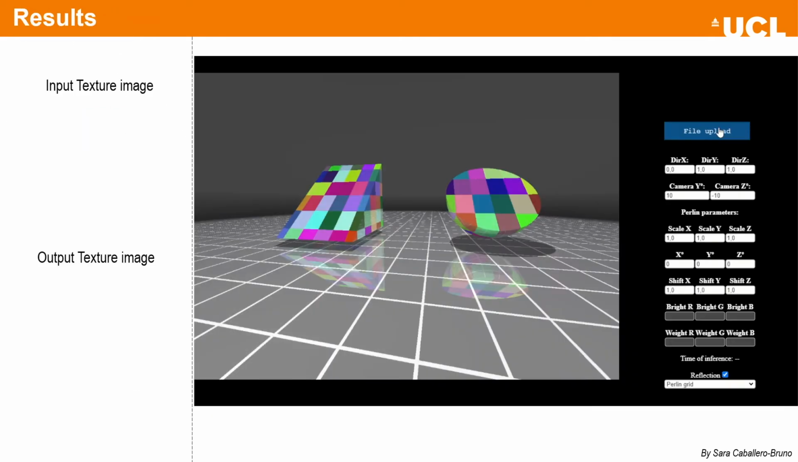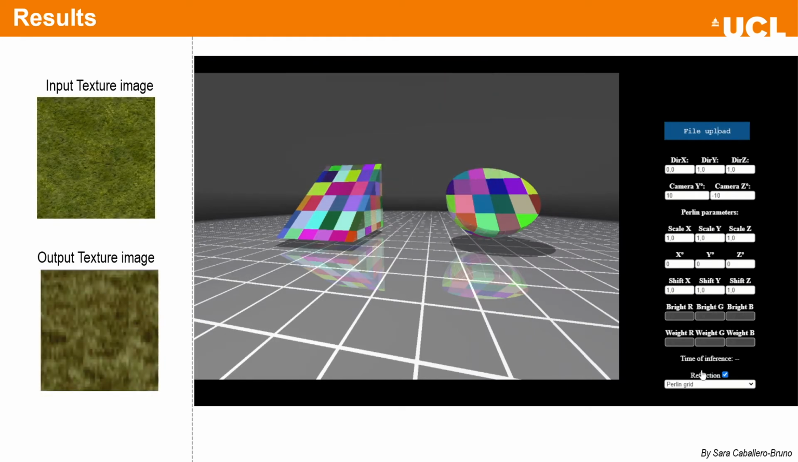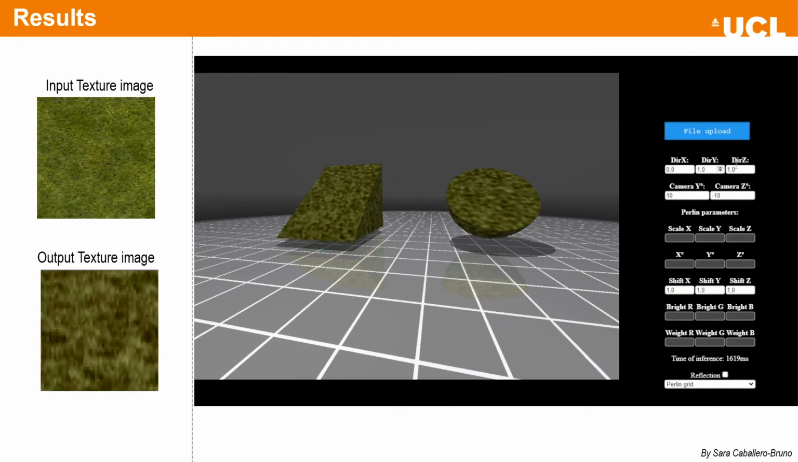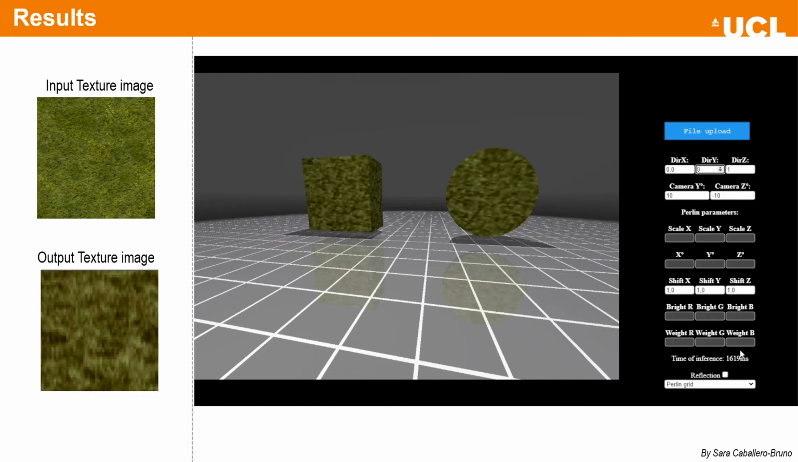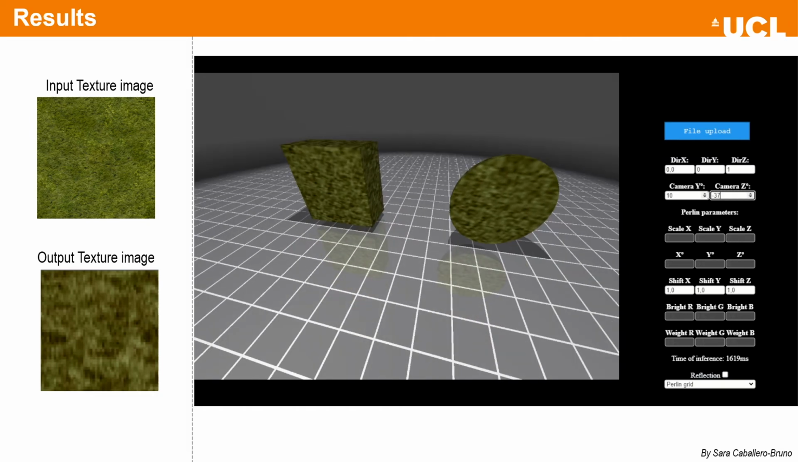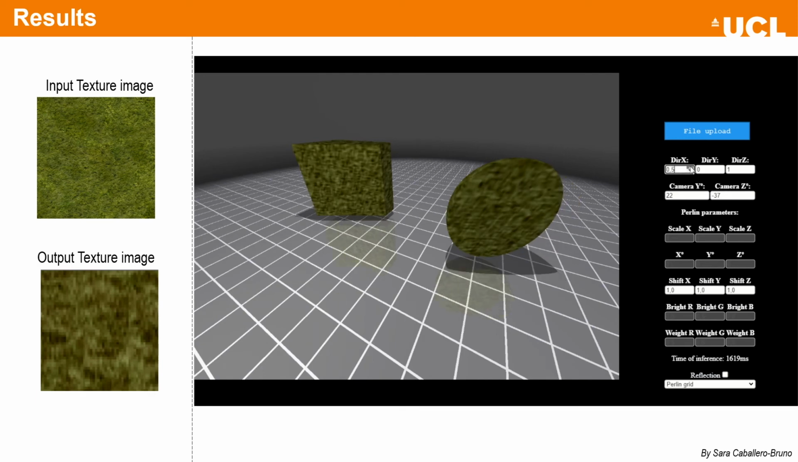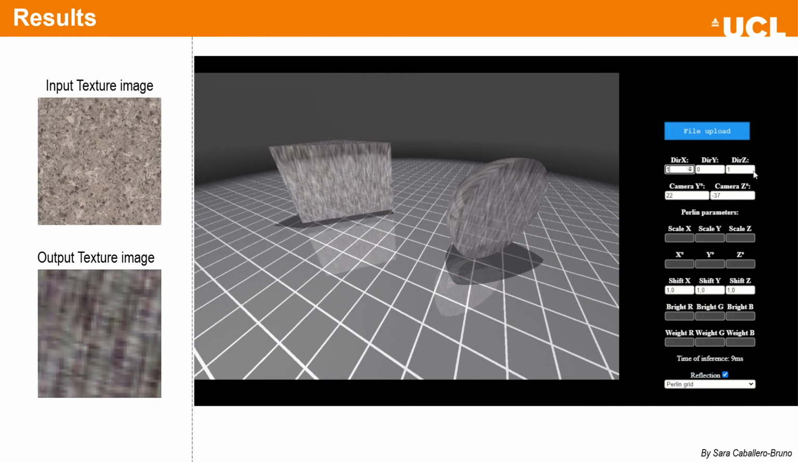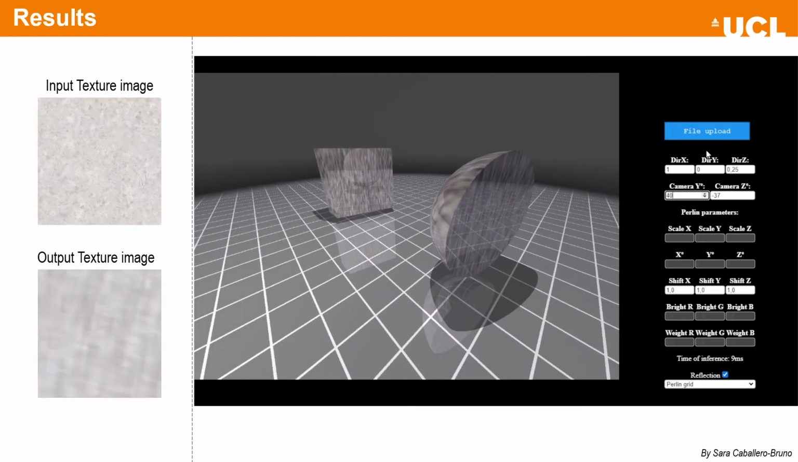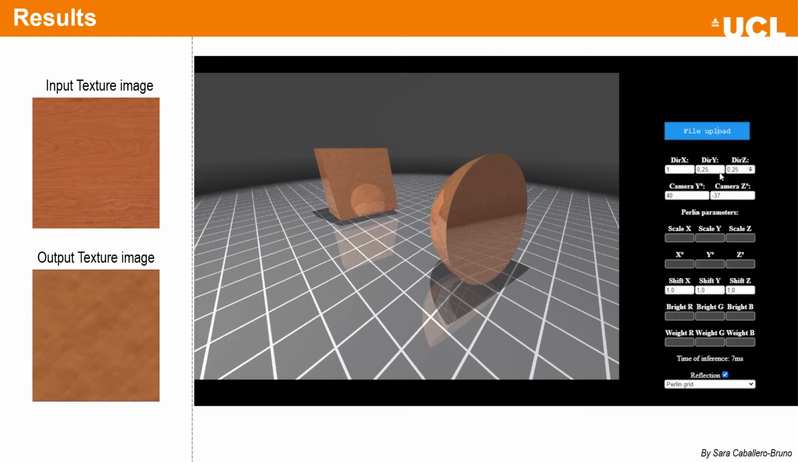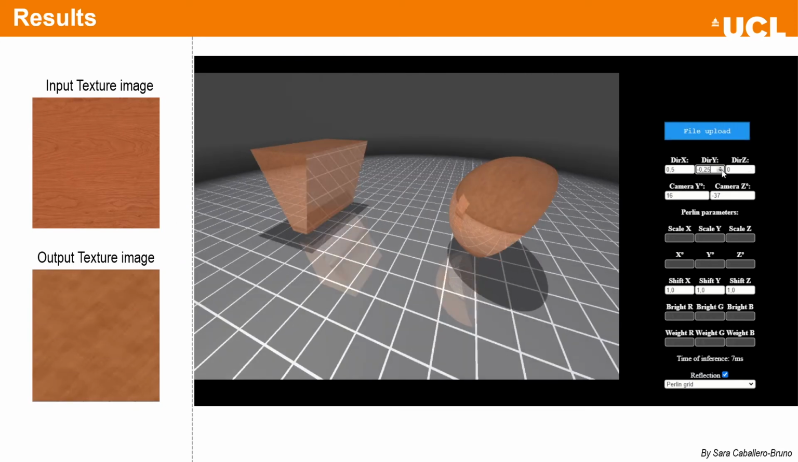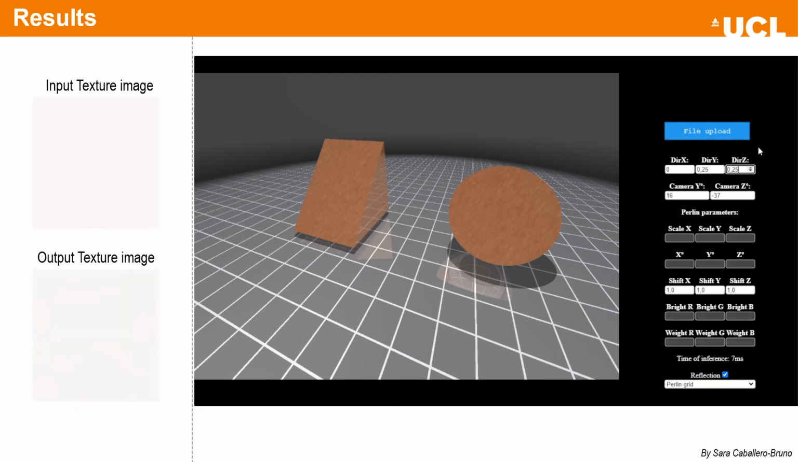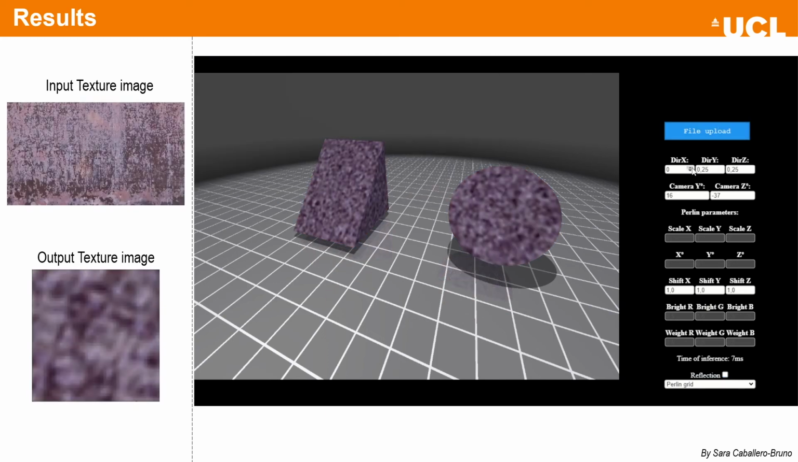Finally, we can see our results. With the help of onnx.js, we could embed our model in a rendering environment. Now the user can select any input texture image. The model will find the closest Perlin texture. Here we can see different examples for grass, marble, wood, and even a miscellaneous texture.